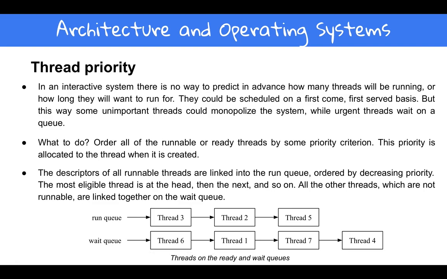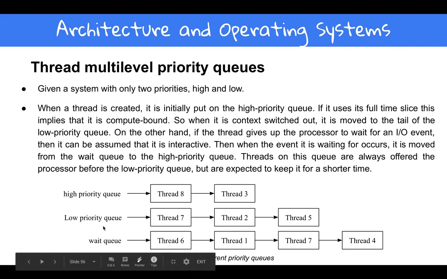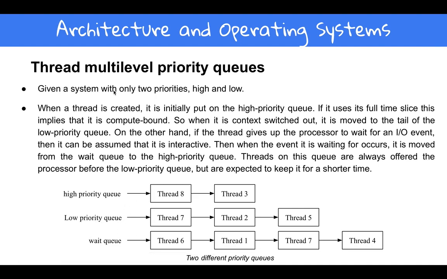This is thread priority when we have only one level: important, not important. But sometimes we've got different layers. We've got a high priority queue, a low priority queue, and a wait queue. How does it work? It's thread multi-level priority queues. When a thread is created, it's initially put on the high priority queue.